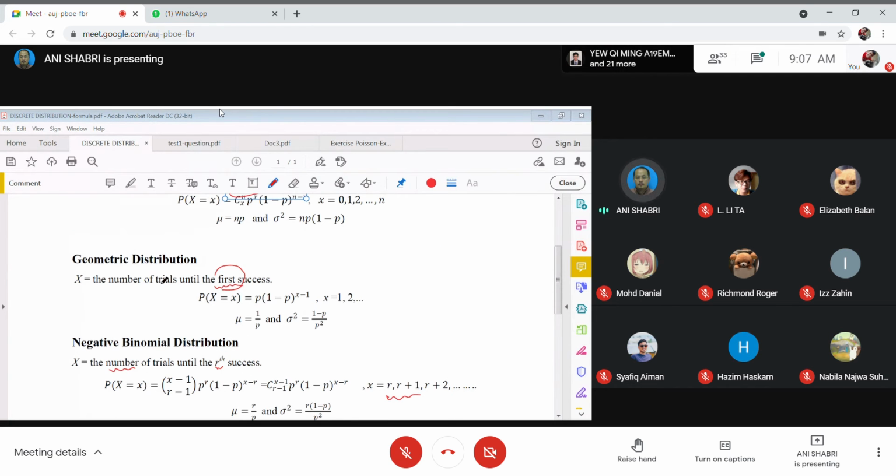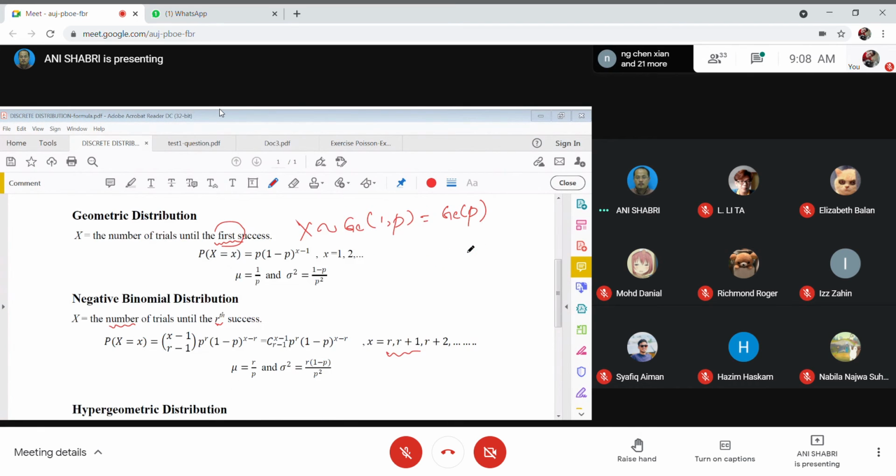When X is geometric, X follows geometric. The parameters are r and p. Here r is 1, so we can just write geometric p, just write p. For negative binomial, X follows negative binomial with r and p.